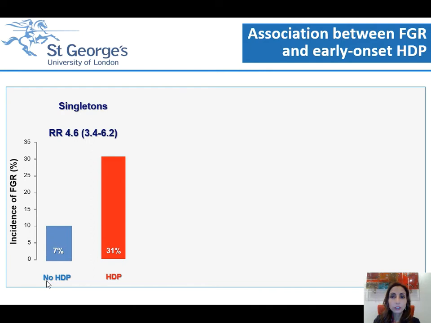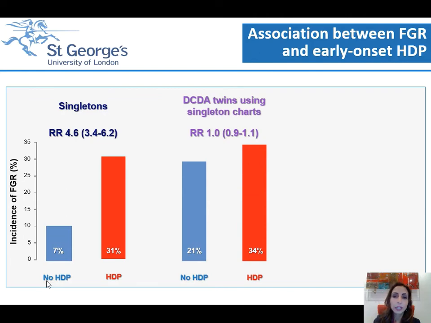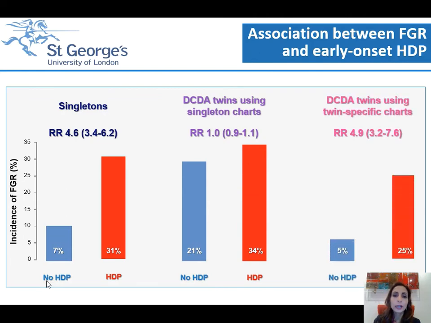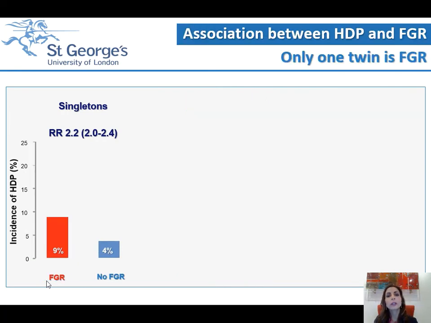The study went on to also look at early onset hypertensive disorders in pregnancy, and they found a very similar pattern, but obviously the risk was higher. So if you have early onset preeclampsia, your risk of developing fetal growth restriction you would expect to be higher, it's almost 5 times higher. And that was the case in singletons, and the case in twins if you use the twin-specific charts, but not if you use the singleton charts.